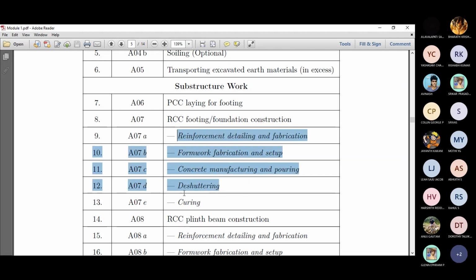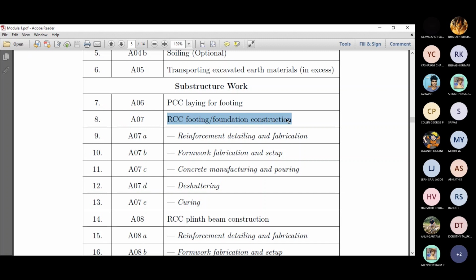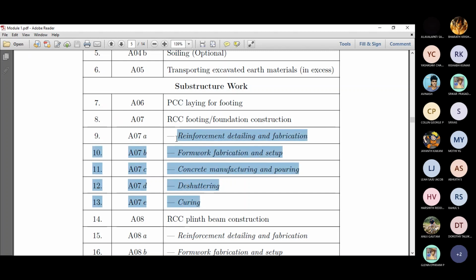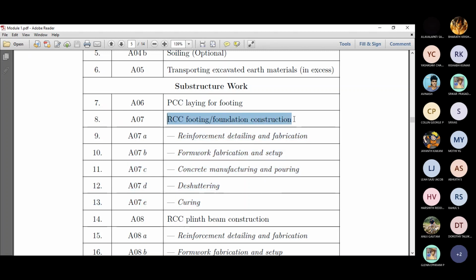So all these things are called subtasks. Remember, A07 is a main task, which is the construction of the RCC foundation. Whereas A07A, 07B, 07C, 07D, all these things are subtasks, right? So that's why I made them italic. All these five subtasks are required to do this particular main task. This is the main heading, and this is kind of a subheading or something like that.